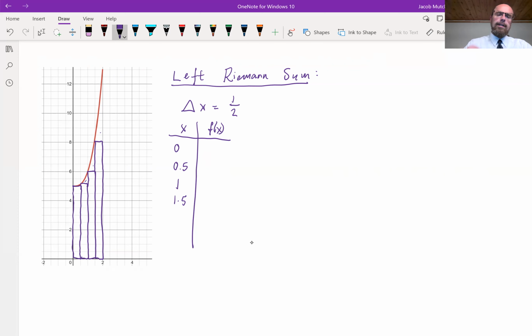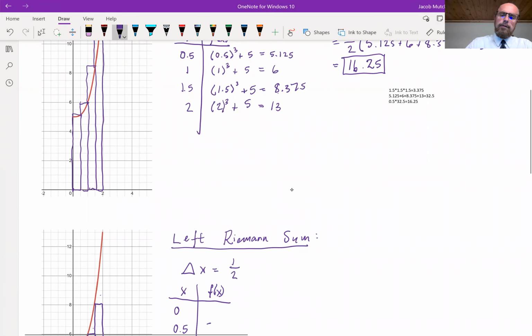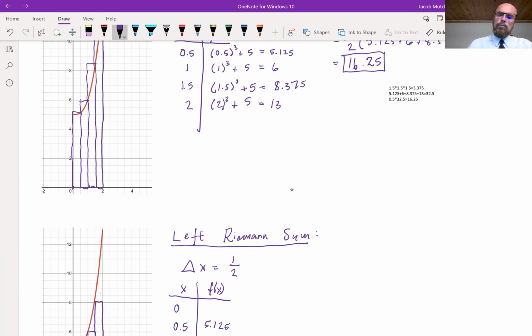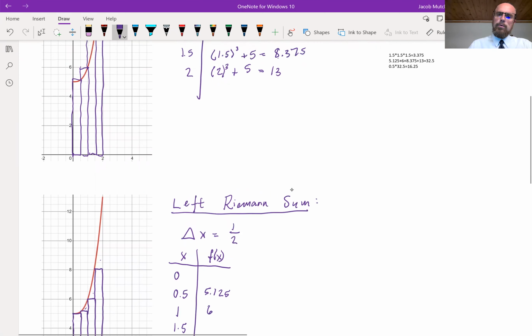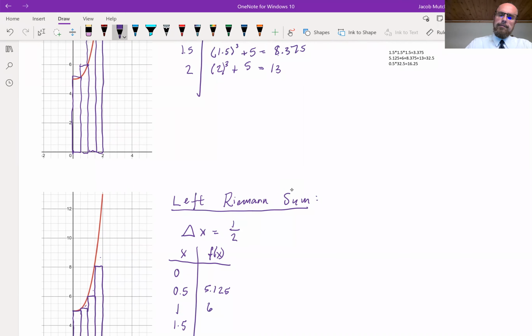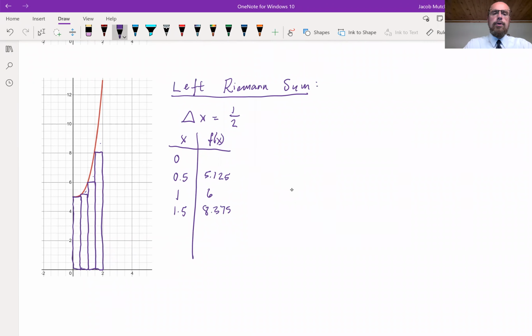Now we've already calculated some of these. Just to remember, we calculated the value at 0.5 to be 5.125. 1 was at a value of 6, and 1.5 at a value of 8.375. All we've got to calculate is at 0, and since the function is x cubed plus 5, it's 0 cubed plus 5, which is 0 plus 5, or 5.